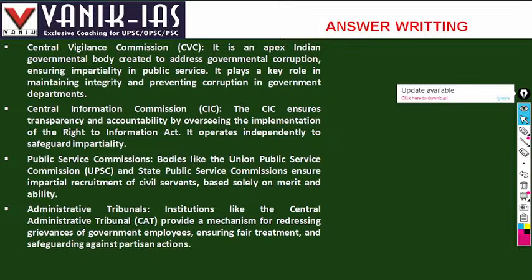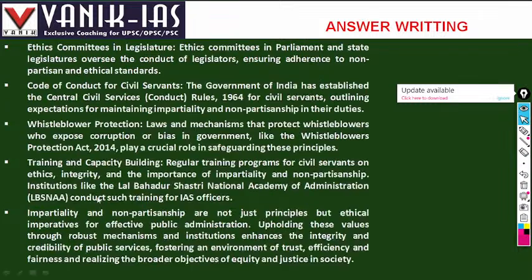Public Service Commission: bodies like the UPSC and the State Public Service Commission ensure impartial recruitment of civil servants based solely on merit and ability. Administrative tribunals: institutions like the CAT and SAT provide a mechanism for addressing grievances of government employees, ensuring fair treatment and safeguarding against partisan action.